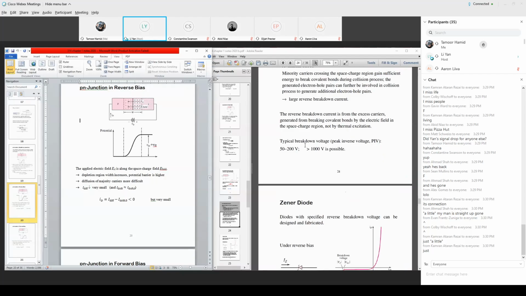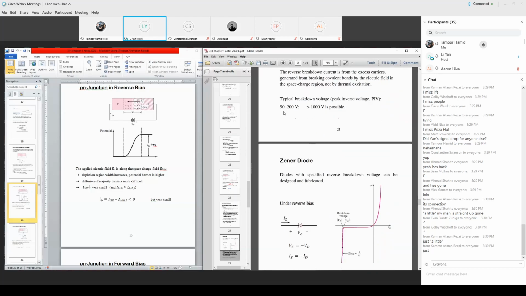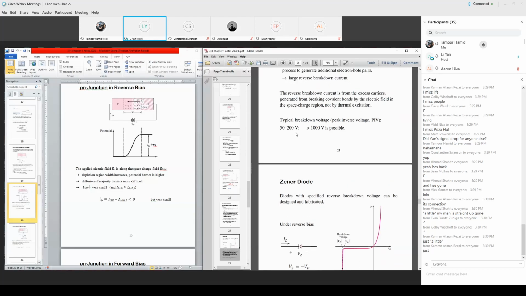And this breakdown voltage can vary from device to device, and can range from tens of volts to a few hundred volts, or maybe up to 1,000 volts. This breakdown voltage we call the peak inverse voltage. Just say that if you go beyond this voltage, the diode will go into reverse breakdown. However, for any given diode, we don't know when it will break down. We just know sooner or later you will get a reverse breakdown.